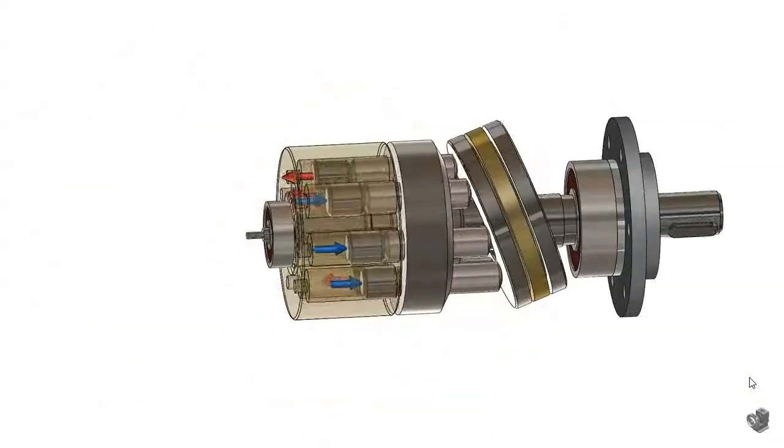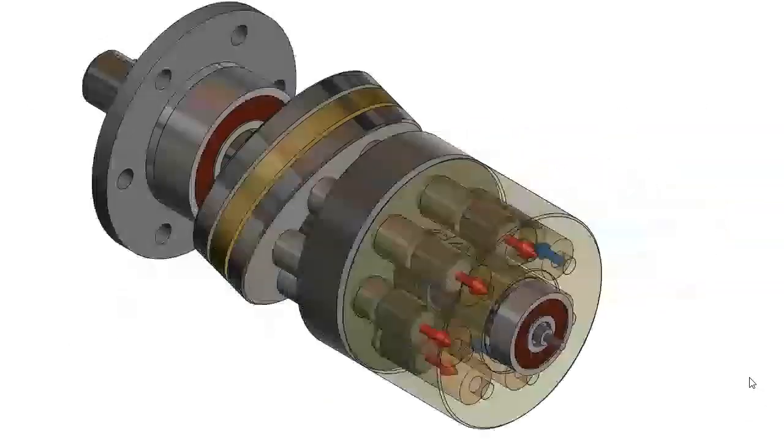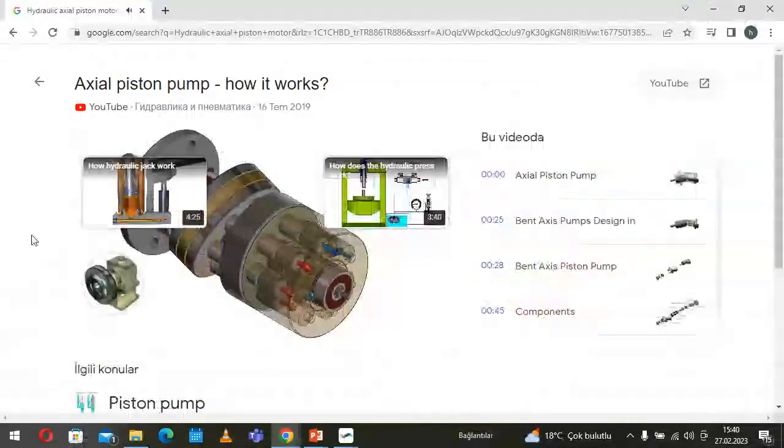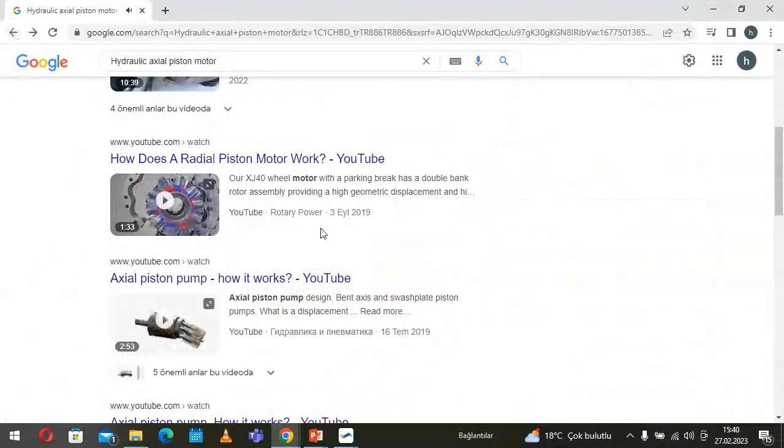As the drive shaft rotates, the cylinder block is driven by means of a spline. The pistons move up and down within the cylinder block bores. This movement is dependent on the angle of the swash plate. Fluid is fed to the pump via the low pressure port.